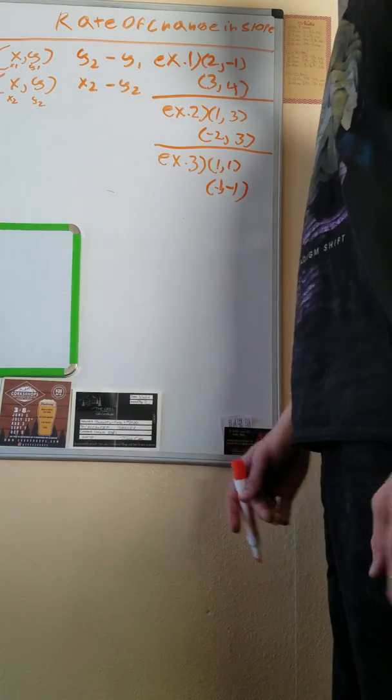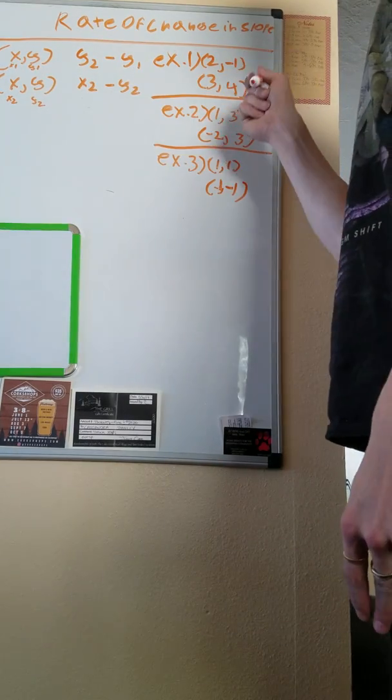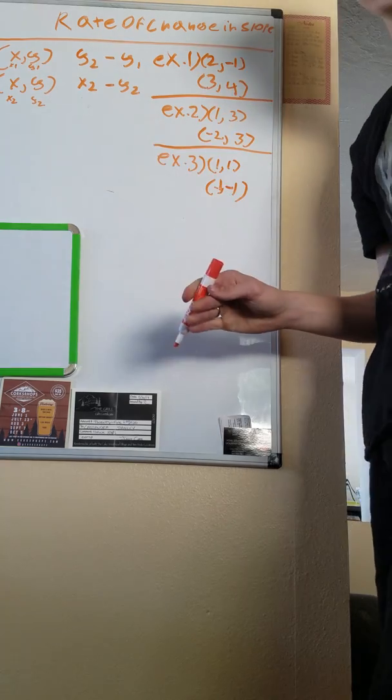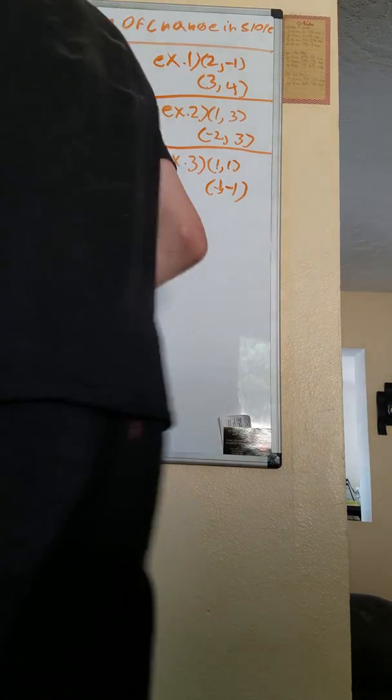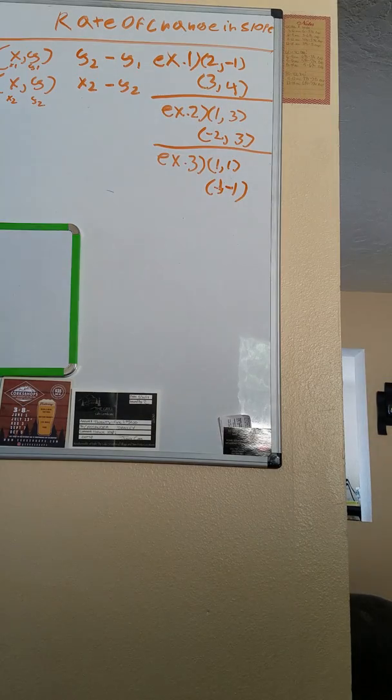I'm going to be teaching you rate of change in slope. So, I'm going to kind of stand over here. Okay, so the first thing is if you have your x and your y coordinates. So this is going to be x1, this is going to be y1. This one's going to be x2, this is y2.